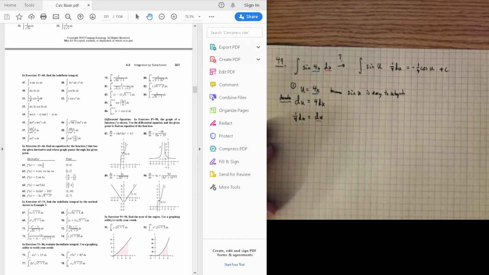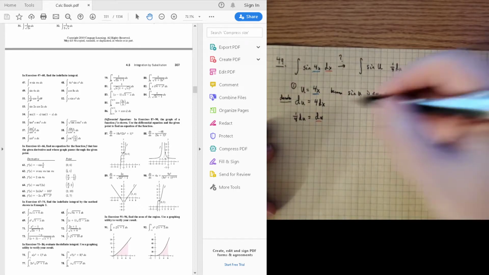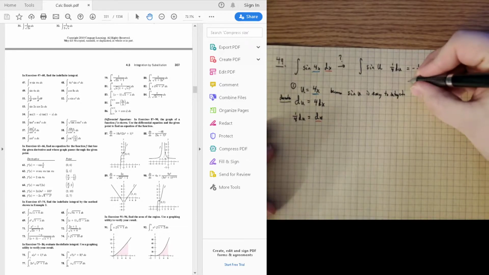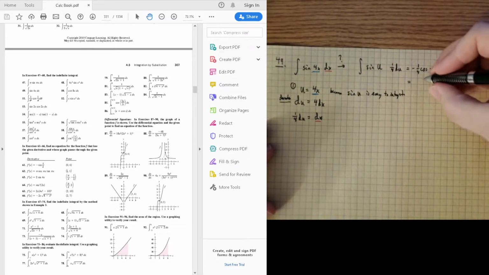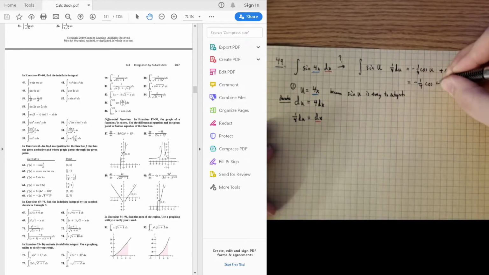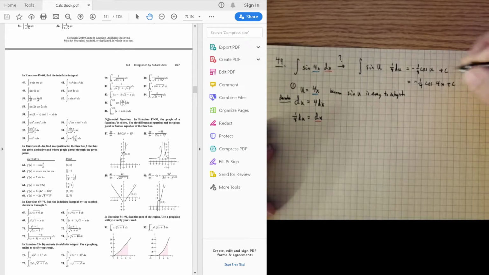From here, I am not allowed to leave it in this form. I have to take the time to get it back to be in terms of x, but the nice thing is it just has u in it, so everywhere there is a u, we can replace it with 4x. So negative 1/4 cosine of 4x plus c.